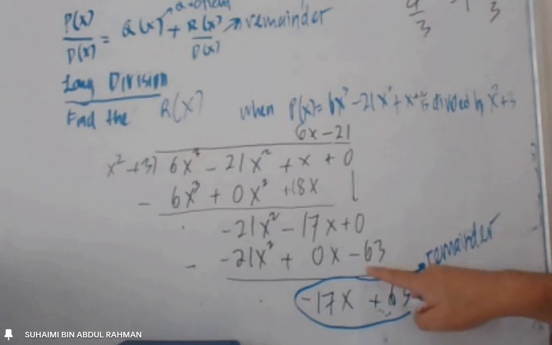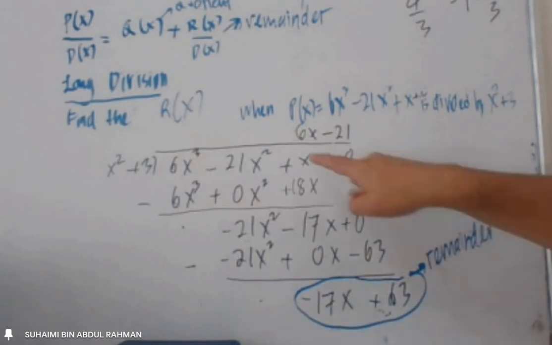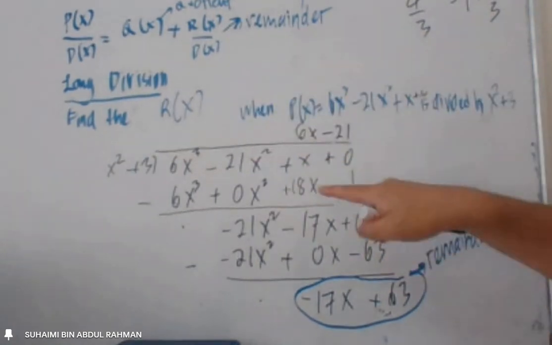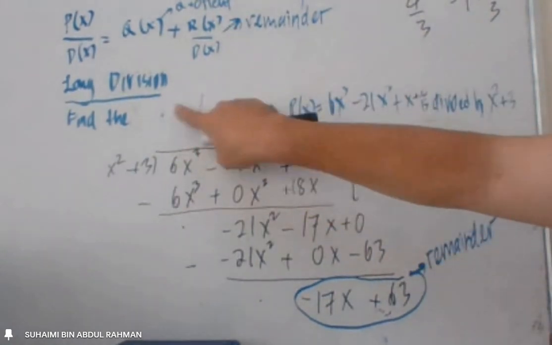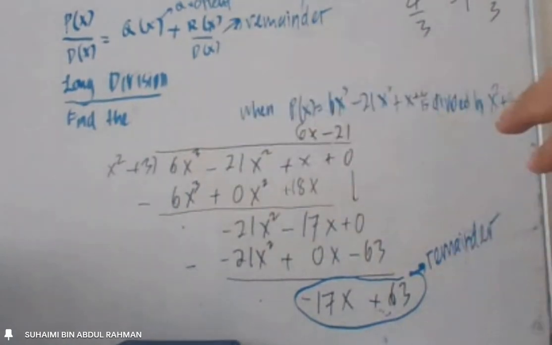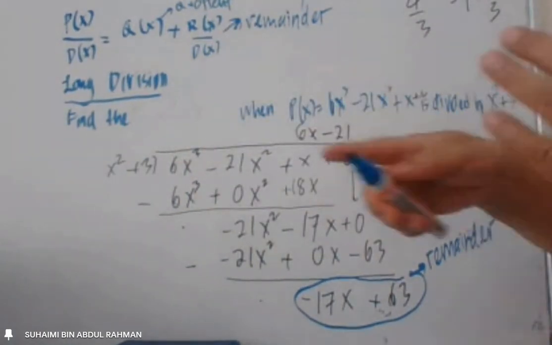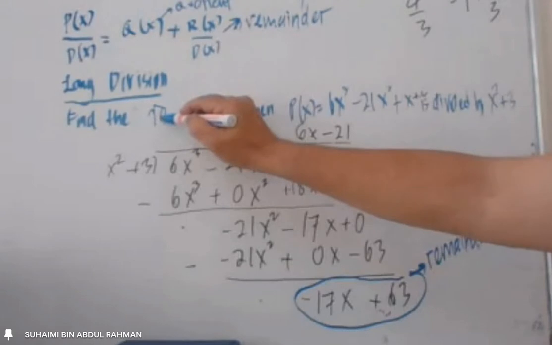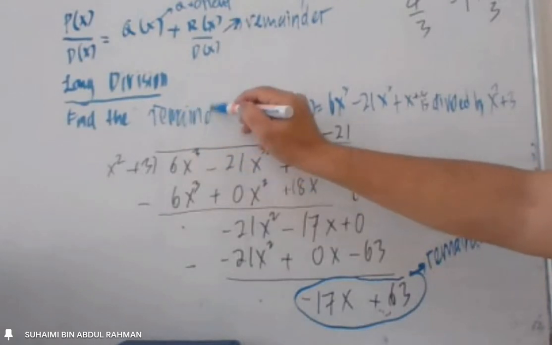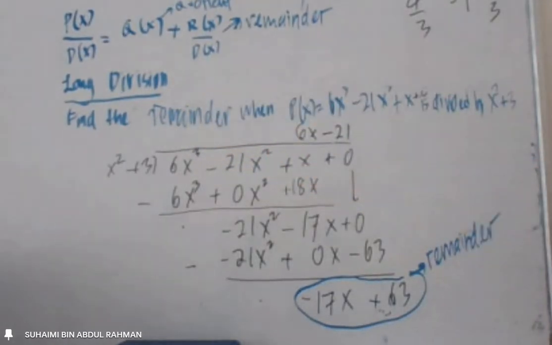The remainder is sometimes given as R(x), sometimes given as remainder. Or maybe the question asks you to find the quotient. It does not matter.